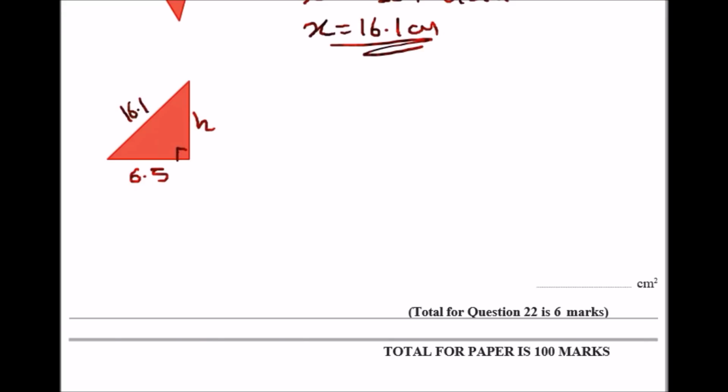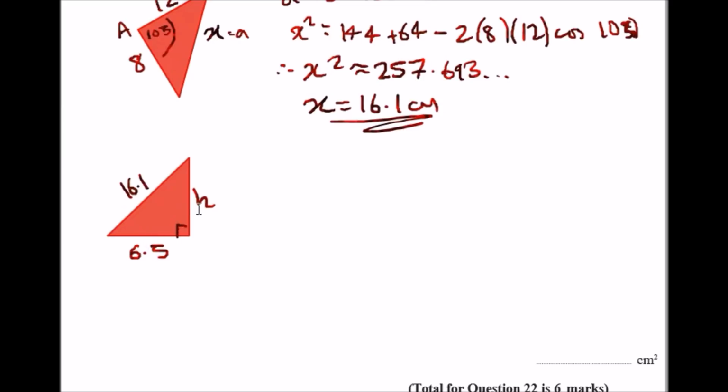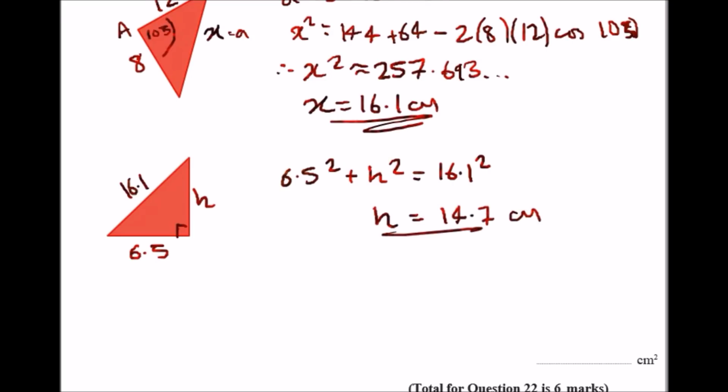Using Pythagoras' theorem, which states that length a squared plus length b squared equals the hypotenuse squared: 6.5 squared plus h squared equals the hypotenuse squared. Rearranging to make h the subject, we subtract 6.5 squared and then square root the whole thing. So 16.1 squared minus 6.5 squared, then square root your final answer. You should get 14.7 to 3 significant figures.